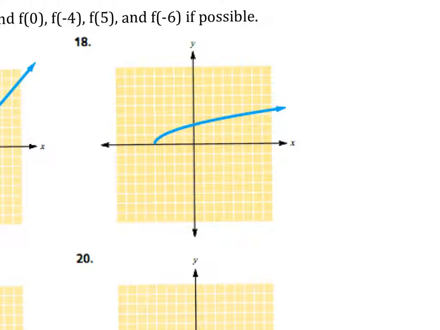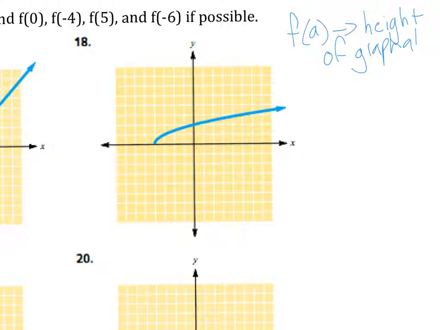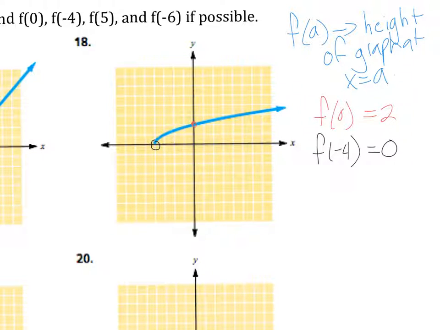Here we're trying to find f of 0, f of -4, f of 5, and f of -6. F of some letter a or some number means the height of our graph at x equals a. So if I were to find f of 0, we're looking at the height of our graph, and that has a height of 2 at that value. If I were to then try to find f of -4, so 1, 2, 3, 4, oh look, that has a height of 0 at -4.